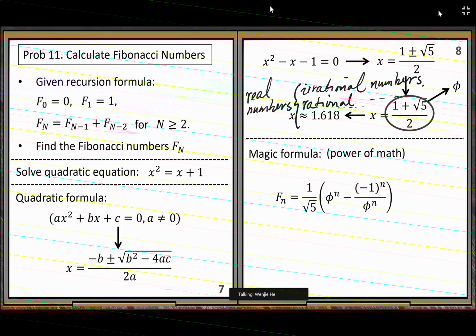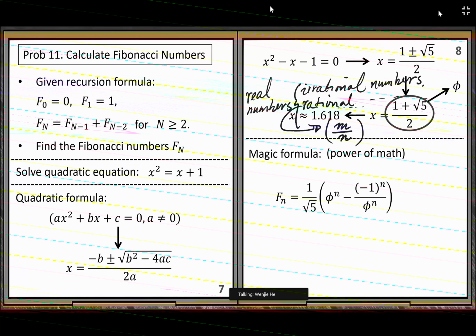The rational numbers have a property: every rational number can be represented as a ratio of two integers, m over n. That's rational. An irrational number cannot be represented as a ratio of two integers. So this (1 plus √5) over 2 cannot be represented as a ratio of any integers. That's what people call an irrational number. So here, the golden ratio is an irrational number.